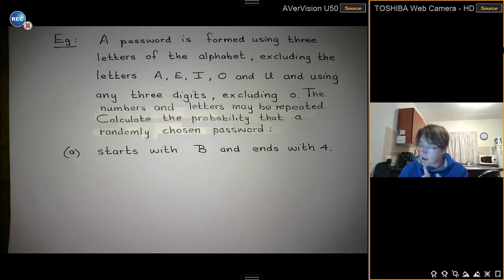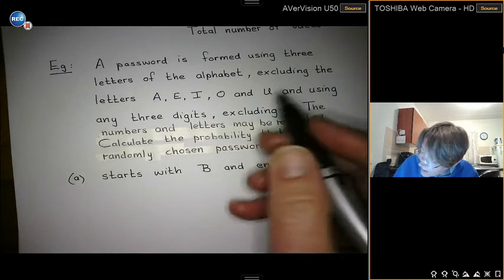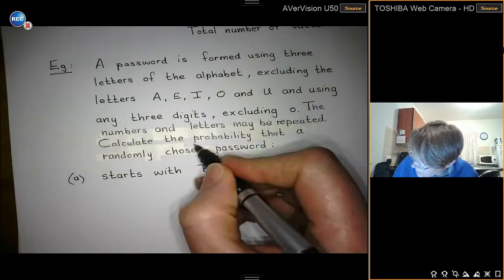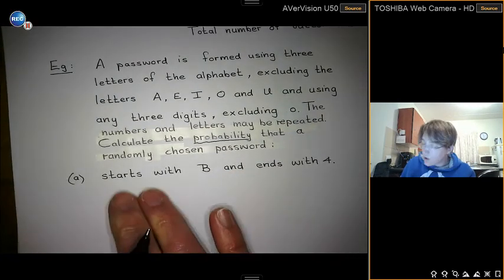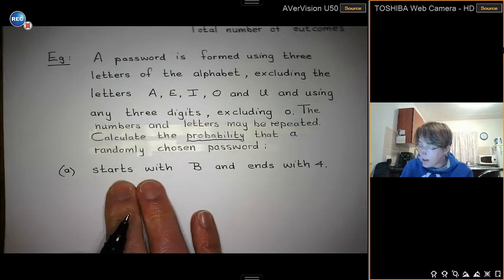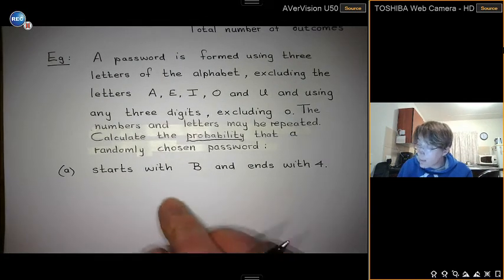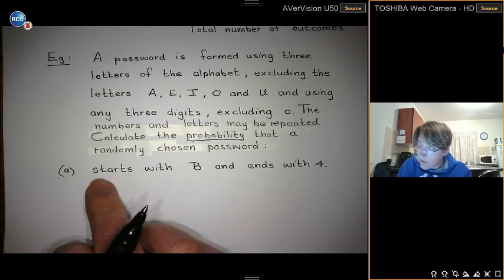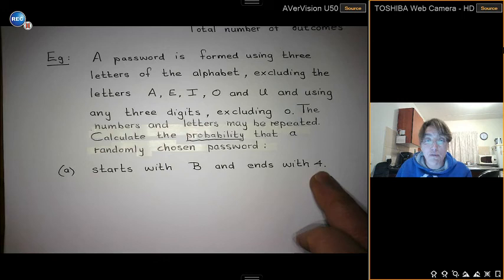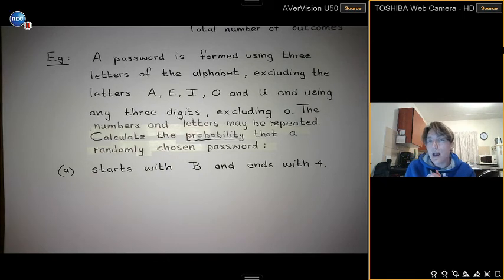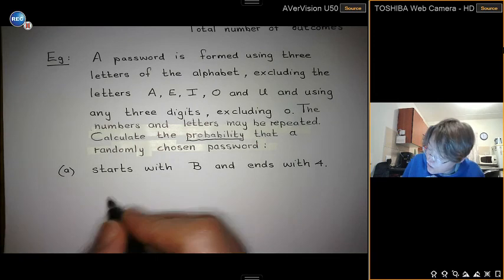So again, because they ask for probability, right there, that's the clue, probability. It's not enough to only work out how many of these codes, or passwords I should rather say, start with B and end with 4. I first have to calculate how many passwords I can actually form. So that's the first one. Calculate the number of possible passwords.